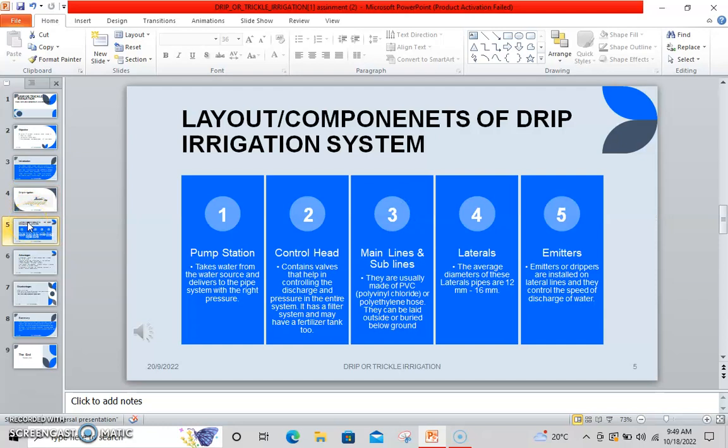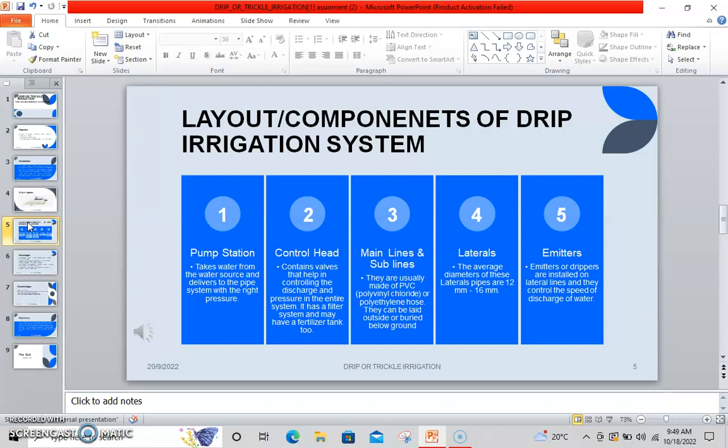So, layout and components of a drip irrigation system. The first one is the pump station. It takes water from the water source and delivers it to the pipe system with the right pressure. Second, control heads. They contain valves that help in controlling the discharge and pressure in the entire system. It has a filter system and may have a fertilizer tank too.